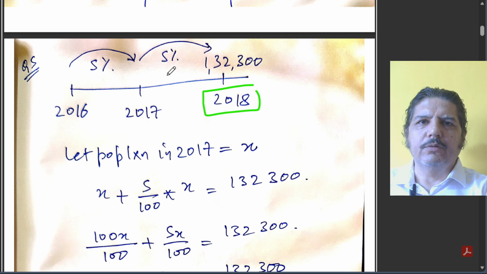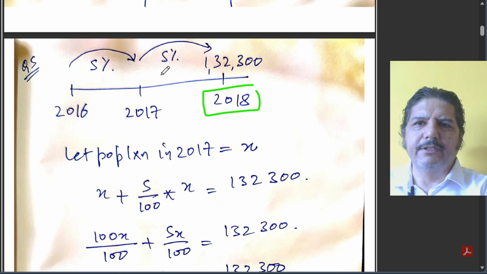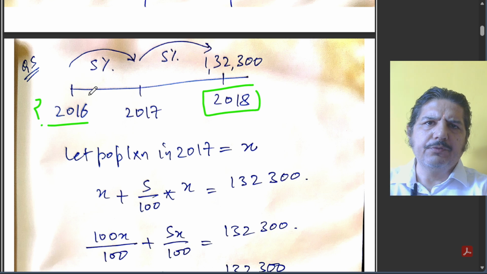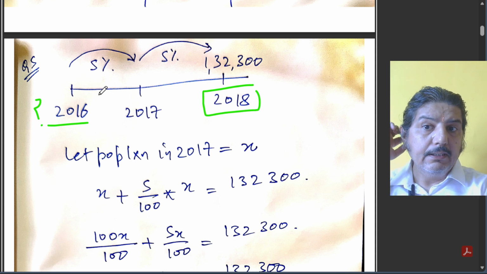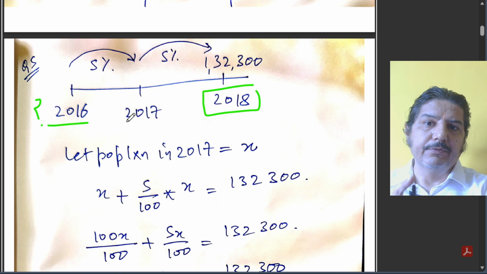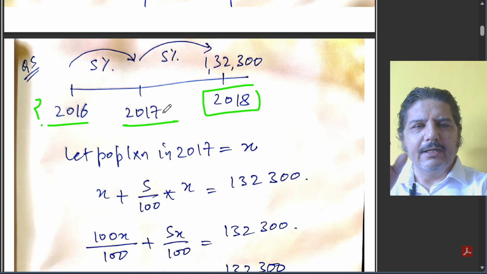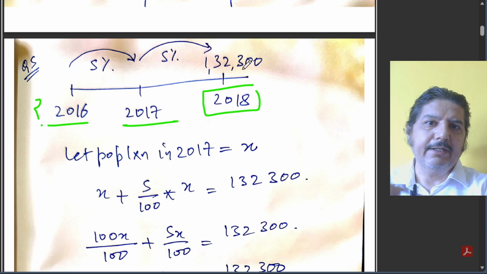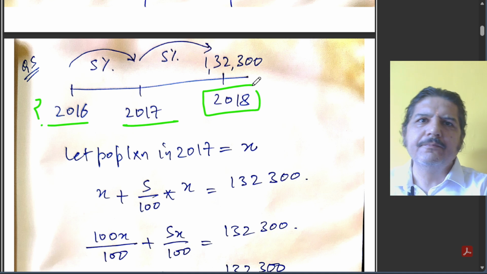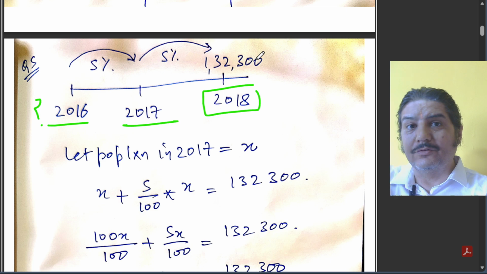Now, in this particular town, every year the population increases by 5%. So they are asking you the population which was there in 2016. There would be some population in 2016. It would increase by 5%, and you will get the population in 2017. In 2017, again there will be an increase of 5% and you will get the 1,32,300 population which is given for 2018. I hope the question is making sense to you.